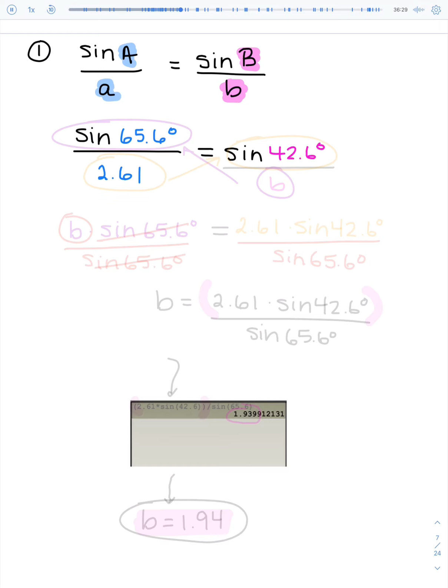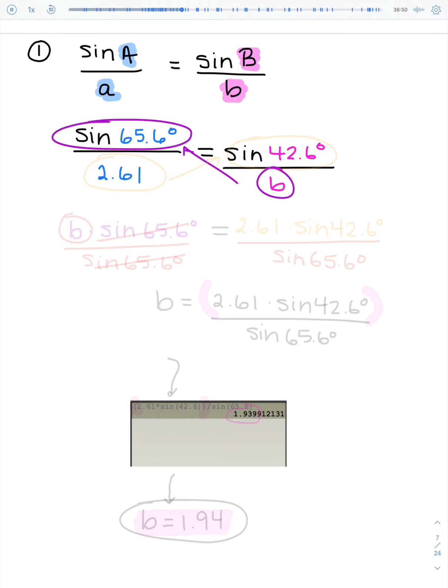Over, we were never given side B. That's the thing we're trying to find right now. So to solve this, we're going to do our cross multiplication again. So we'll cross multiply, doing our b times the sine of 65.6 degrees.